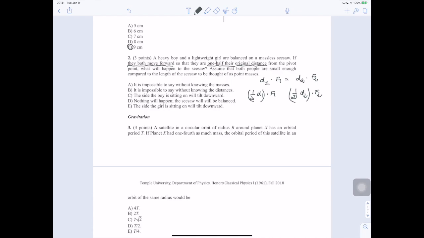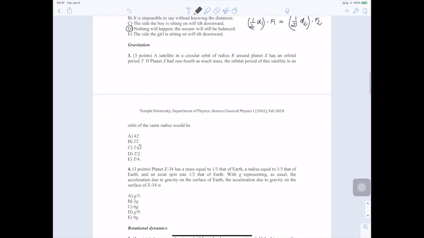for the lightweight girl. Let's say this is the girl here and this is the boy here. Then you see the torque from the girl is a half d2 F2, and from the boy it's a half d1 F1. But that is exactly the same thing, since d1 F1 and d2 F2 are the same. We simply multiply this equation by 1/2. So nothing will happen. So it's answer D here.